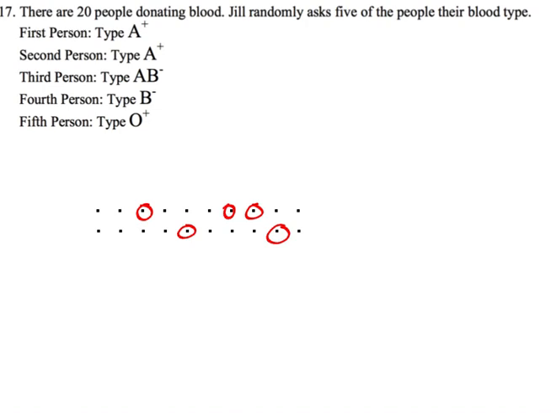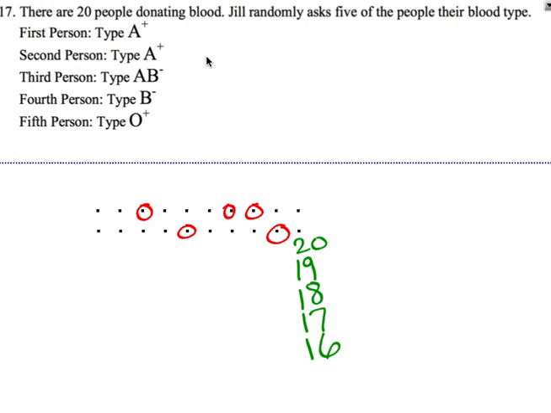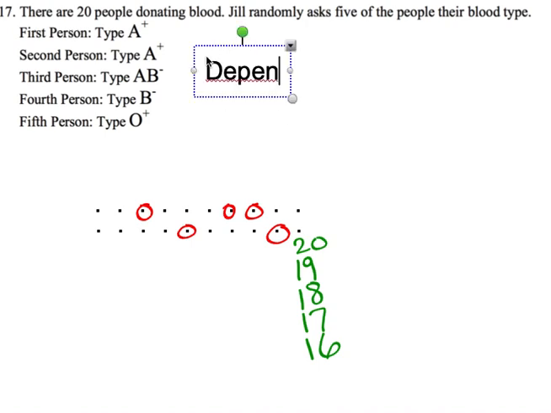Now, after I picked the first person, there were only 19 people left to pick from. After picking the second person, there were only 18. So for the first pick, there were 20 to pick from. Second pick, only 19, then 18, 17 on the fourth pick, and only 16 left for the 5th pick. So, since it's 5 different people, this is dependent.